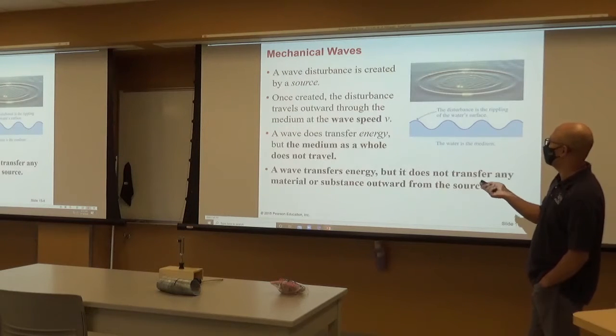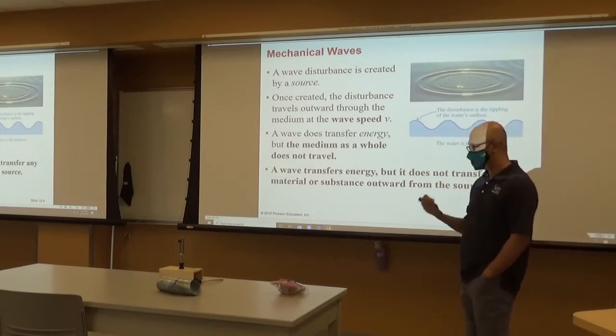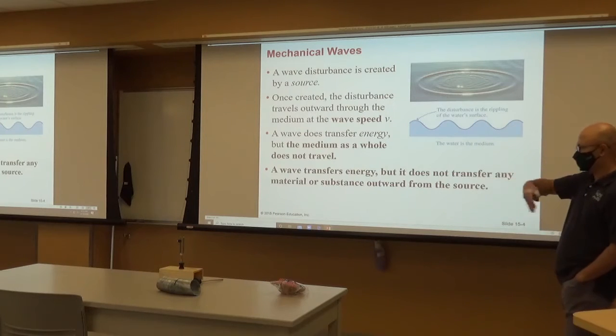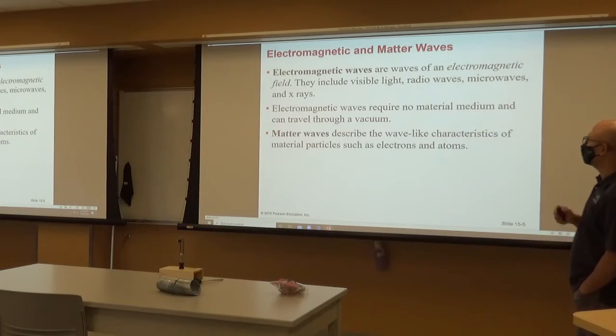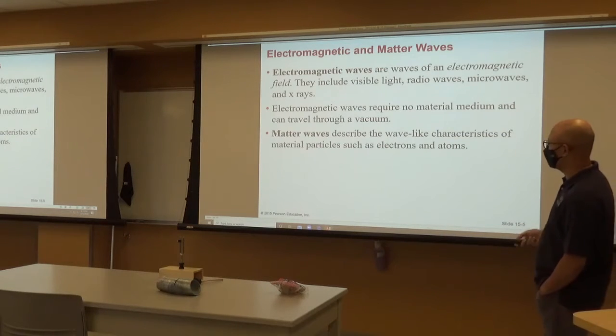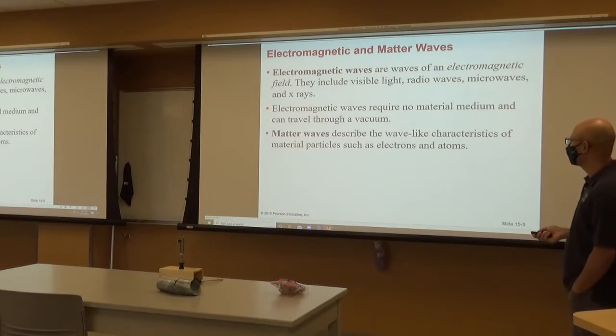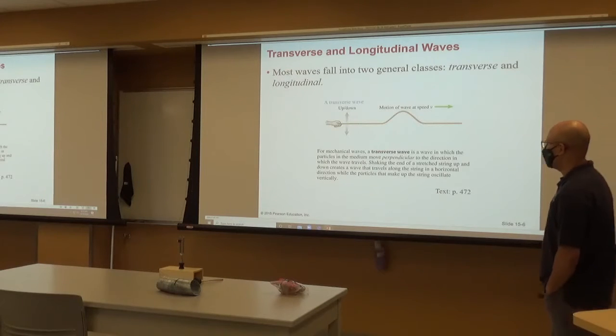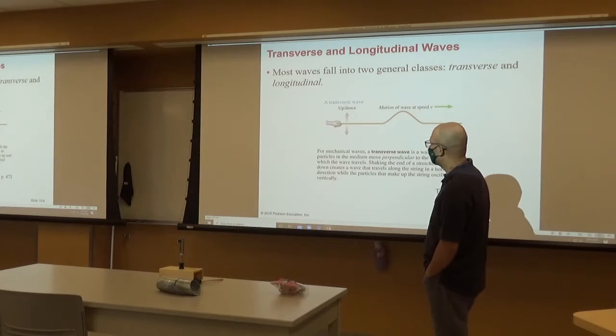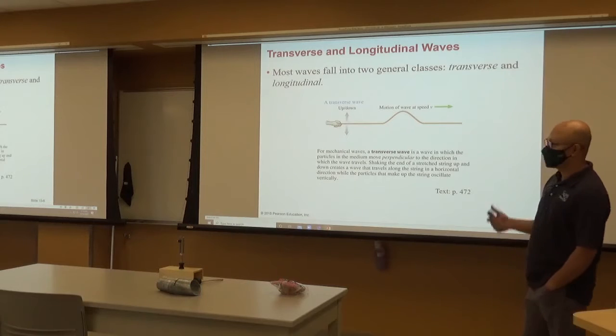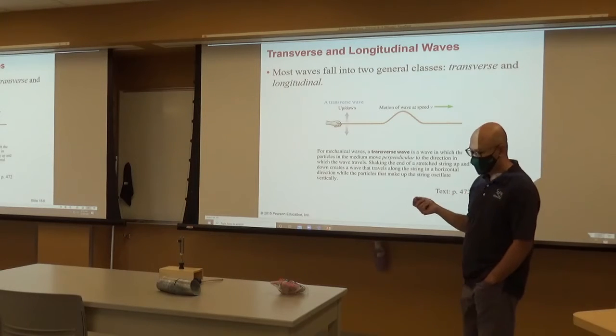Mechanical waves are the waves that transfer the energy through the medium. But in the case of electromagnetic waves, there is no need of a medium. Again, we'll talk more about this later. So there are two types of mechanical waves. The first one is the transverse wave, and the second one is the longitudinal wave.